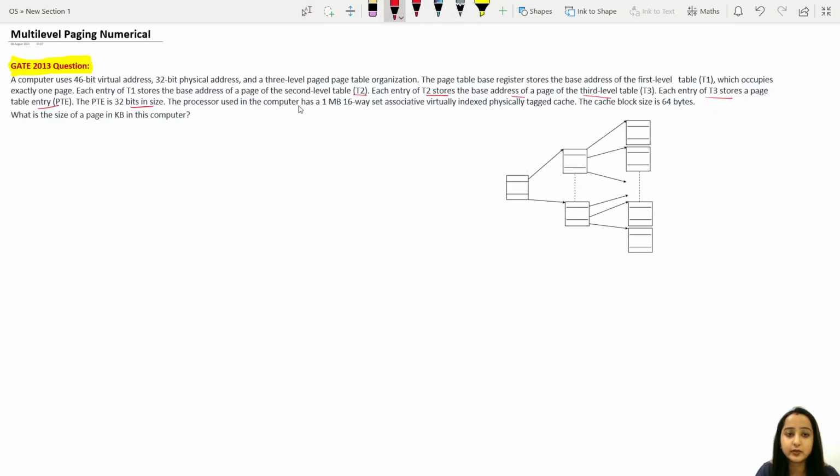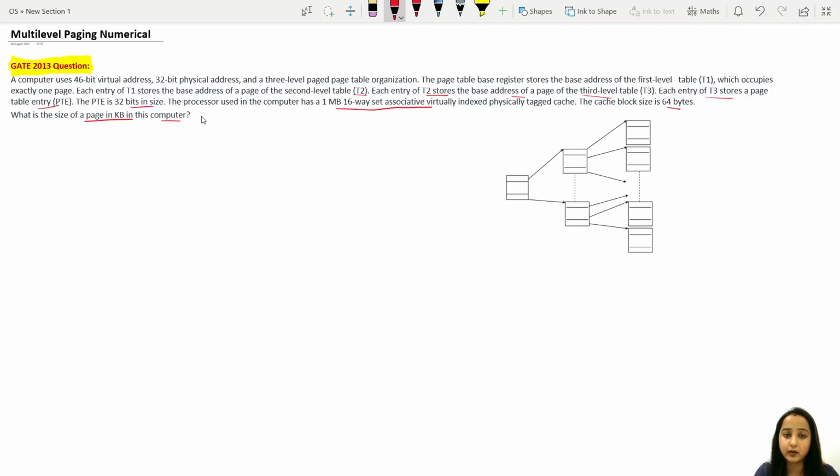The processor used in the computer has a 1 MB 16-way set associative virtually indexed physically tagged cache, and the cache block size is 64 bytes. You have to calculate the size of the page in KB in this computer. This is a numerical answer type question, and there are options given, but I have not mentioned them here.